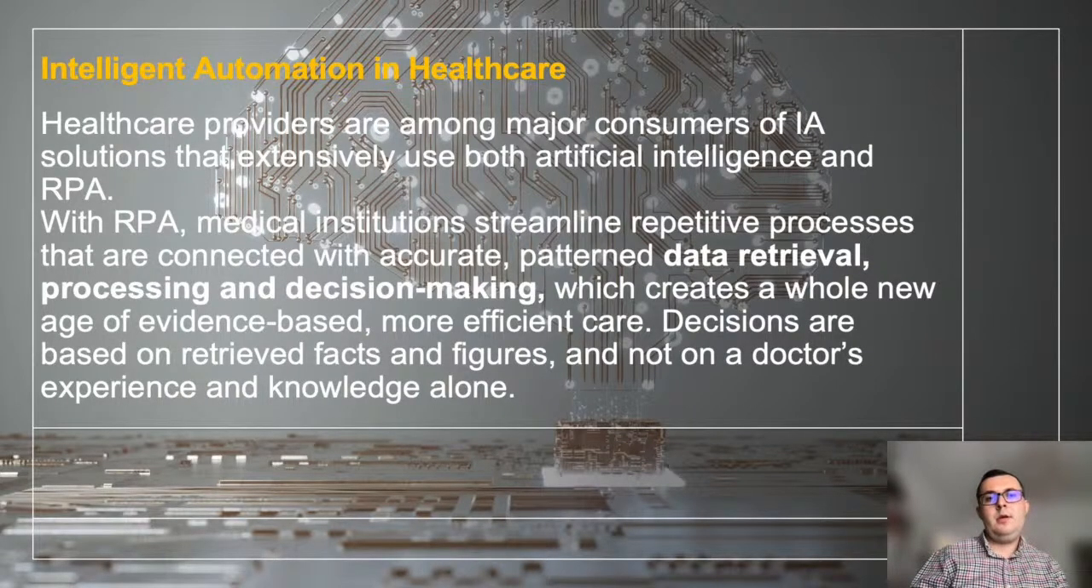Healthcare providers are among the major consumers of intelligent automation solutions that extensively use both artificial intelligence and robotic process automation. With robotic process automation, medical institutions streamline repetitive processes that are connected with accurate pattern data retrieval processing, as well as decision making, which creates a whole new age of evidence-based, more efficient care. And decisions are here based on retrieved facts and figures, and not on a doctor's experience and knowledge alone.